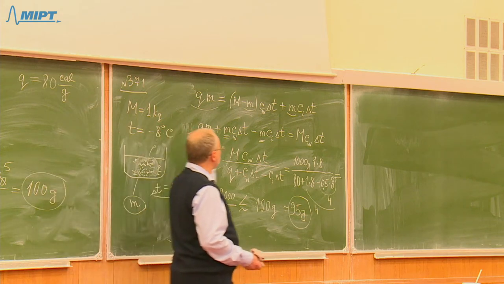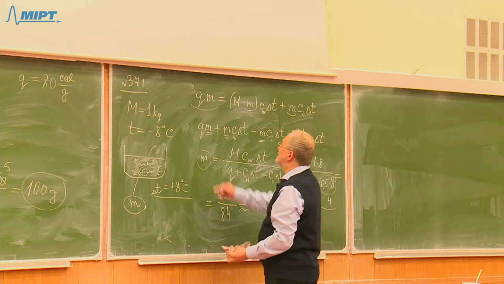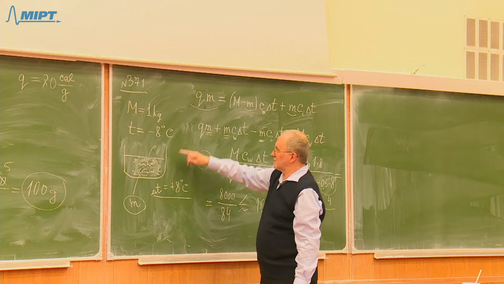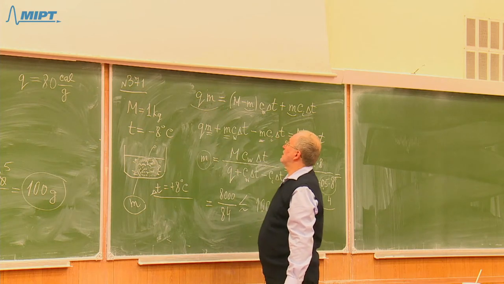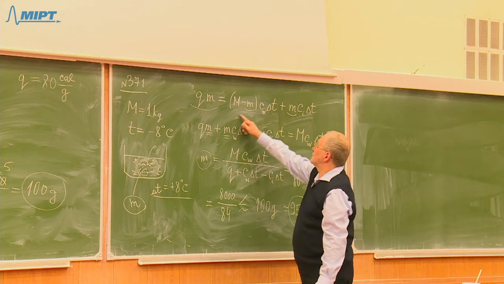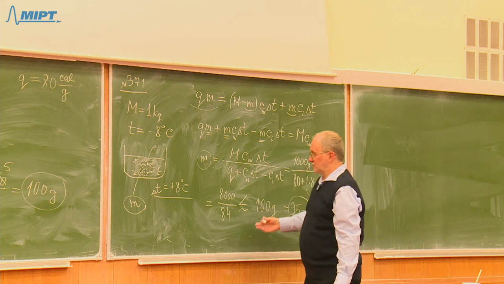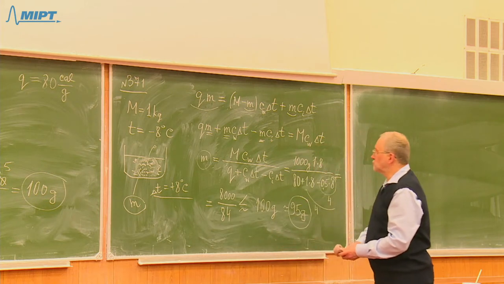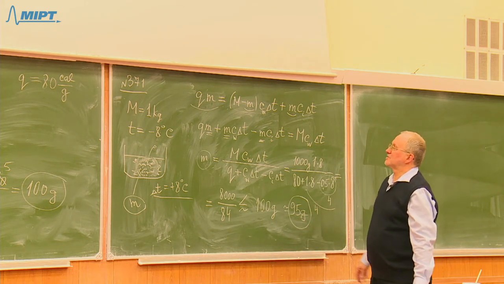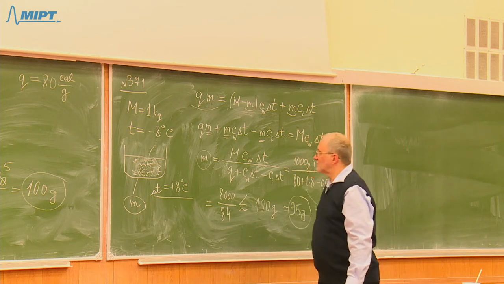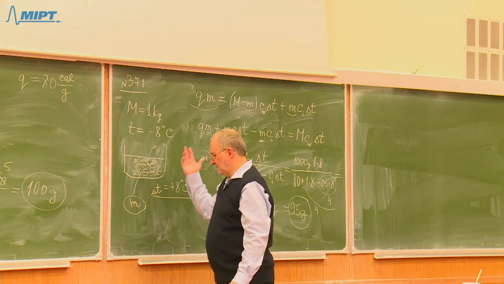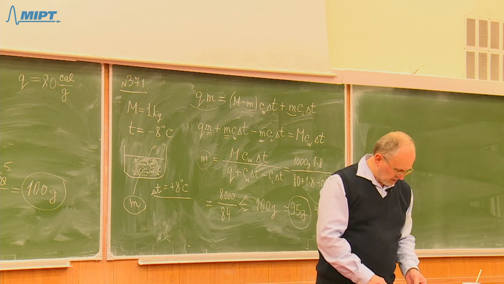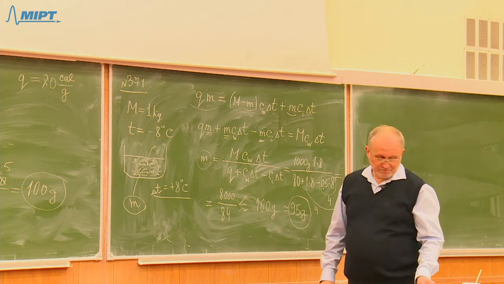So we use the energy balance equation: how much heat will be released if m grams of water freeze to form some piece of ice, and this heat will go to heat the water and the ice up to 0 degrees from the initial minus 8. That is the energy balance equation, and that is the solution of this problem. Less than 10% of the initial water mass will be frozen into ice in this process. That's the solution and discussion of this problem.